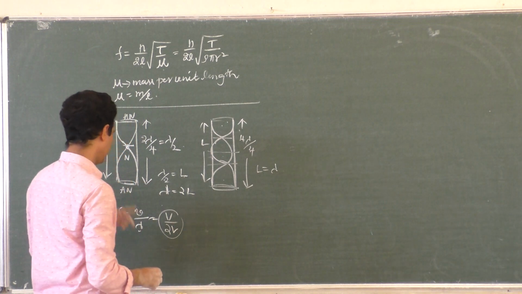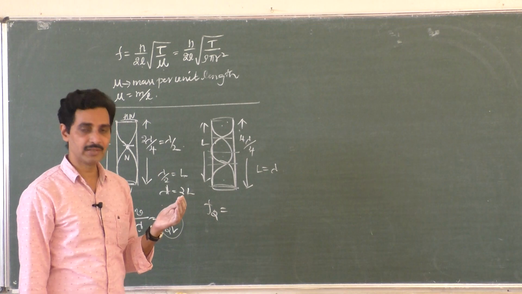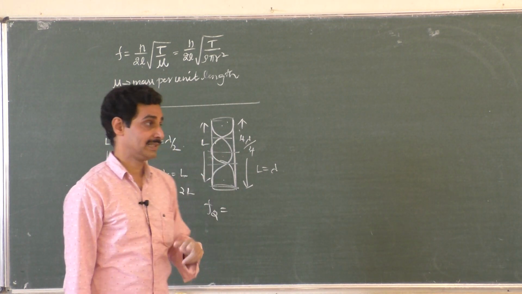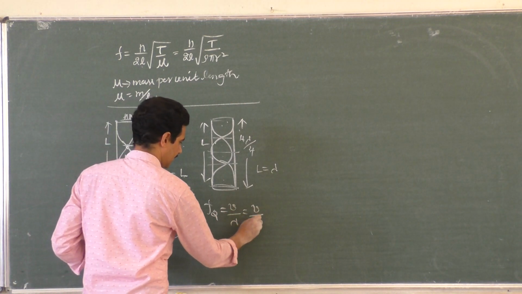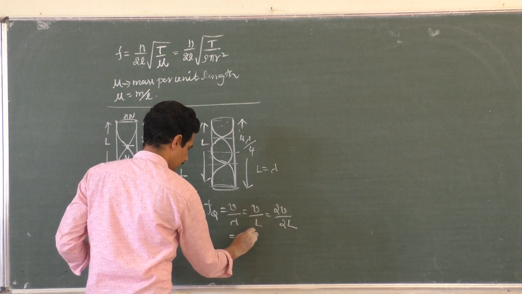So what is the velocity or frequency of vibration? Next higher frequency. The next higher frequency of the tuning fork for which the same pipe gives maximum sound. That is next F2 is equal to V by lambda. That is V by L. So shall I write it as 2V by 2L, which is twice the fundamental.